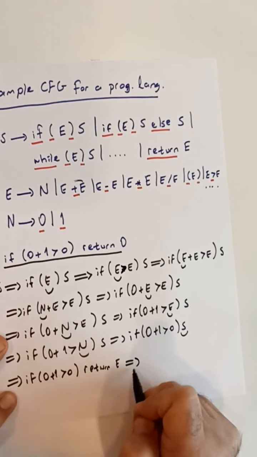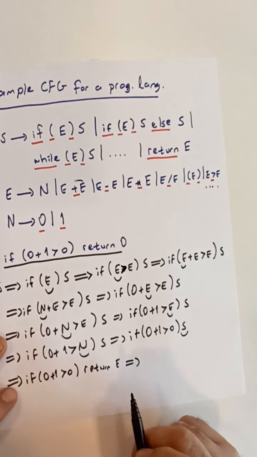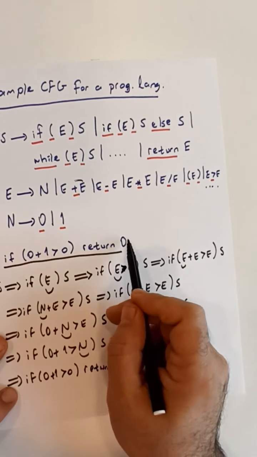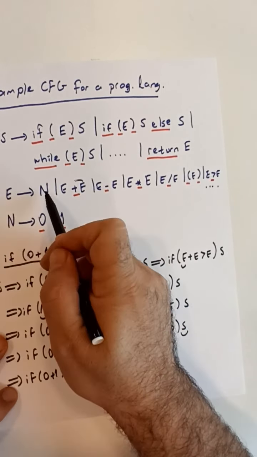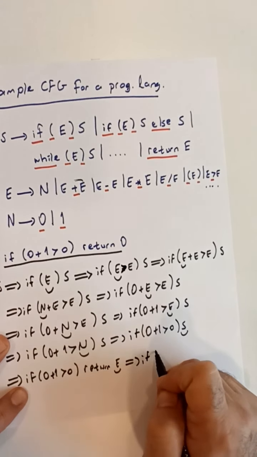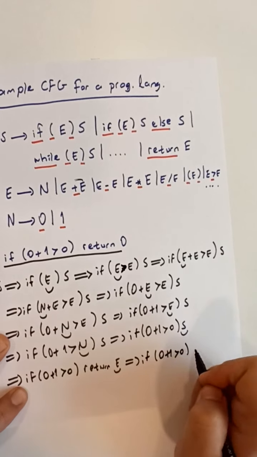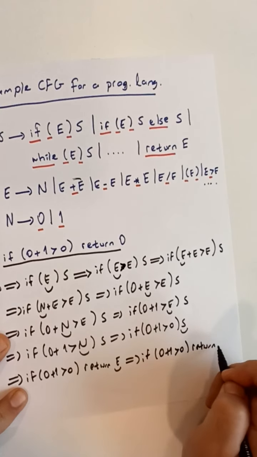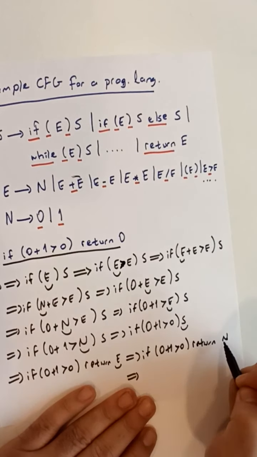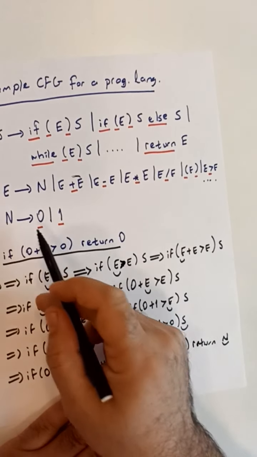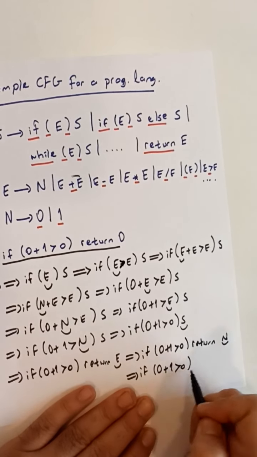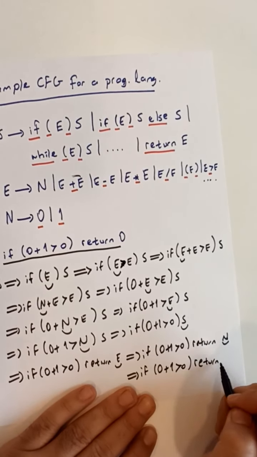We need to do one final derivation. We need to expand this e. Since we just want to return a number, we can expand it with the rule that goes to the number. If 0 plus 1 greater than 0, return a number. One last derivation, and we will expand this number with simply 0. If 0 plus 1 greater than 0, return 0.